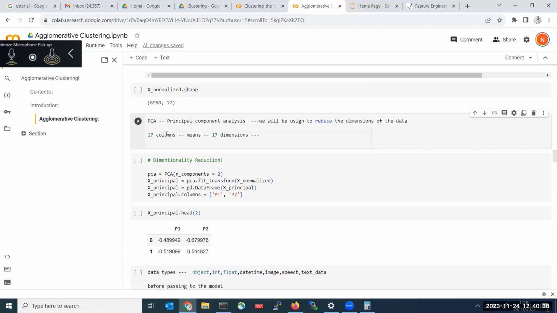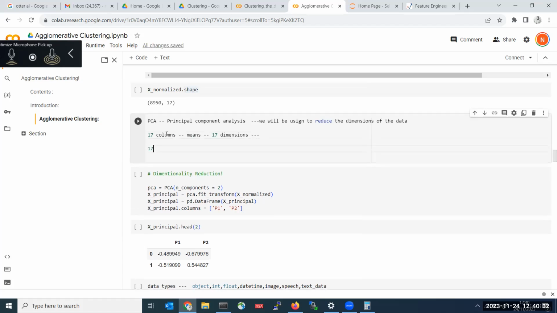So these 17 dimensions, I want to convert into 2 dimensions or 3 dimensions or 4 dimensions. It's up to me. Why? Because I can't handle this many features. I don't want to use this many features.